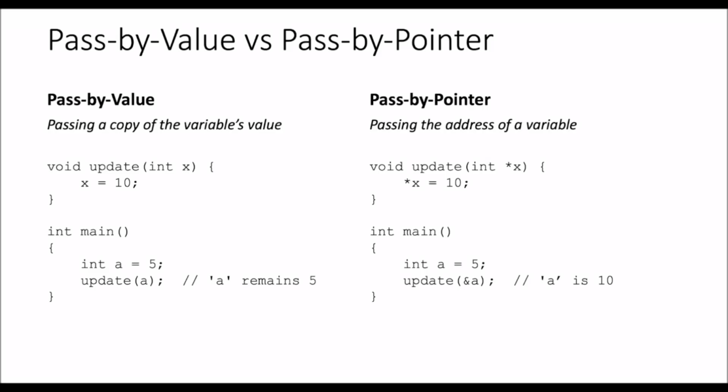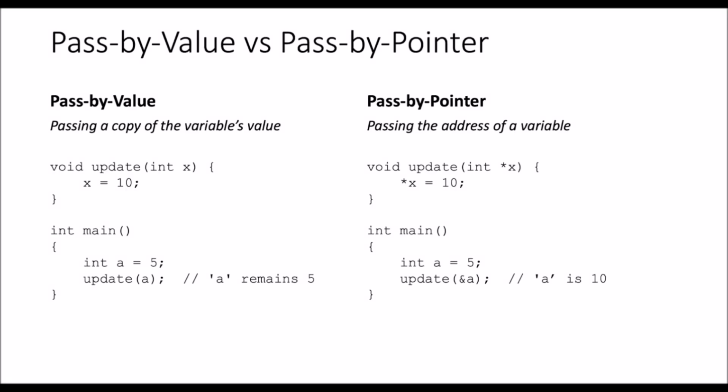Hi everyone, in this video I'll explain the concept of pass by value versus pass by pointer. Let's compare these concepts side by side to fully understand what they mean and how they are different to one another. Let's start out with pass by value shown on the left side here. Pass by value simply means passing in a copy of a variable's value when calling a function.